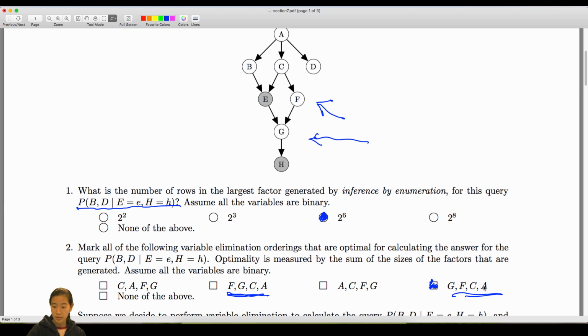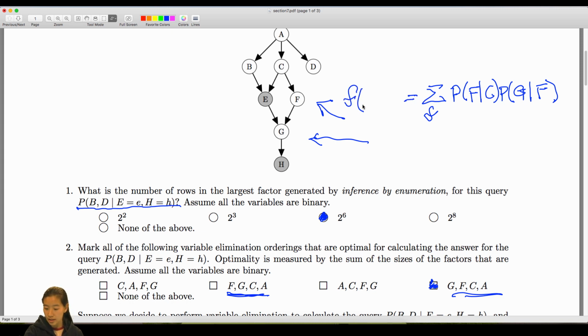Eliminating variable F, we are going to create a factor where we sum over all the values of F. We take the probability of F given C multiplied by the probability of G given F, and then sum over all the possible F's. This is going to give us a factor that contains G and C. Looking at it, we see that there are 2 unobserved variables, so the first factor elimination gives us a table of size 2 squared.